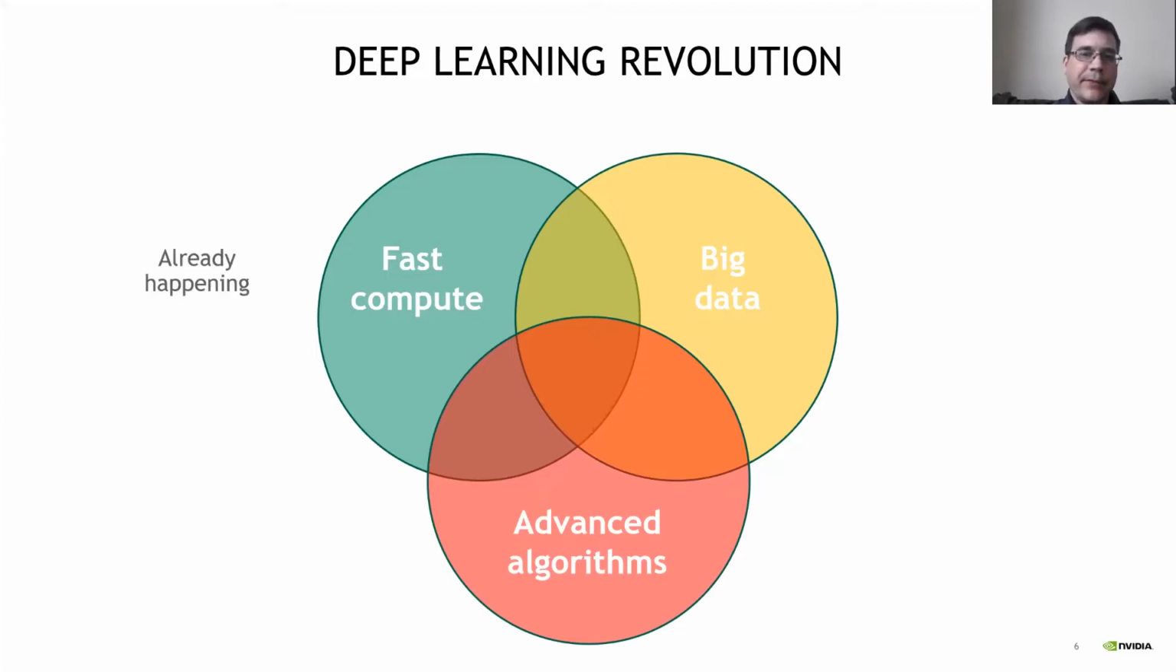So first of all, we have fast compute. The compute really, though, is already there. The same compute that's available to the other fields is also available to roboticists. So this is already happening. And as you know, NVIDIA has been at the center of this. Our GPUs have been absolutely essential here.